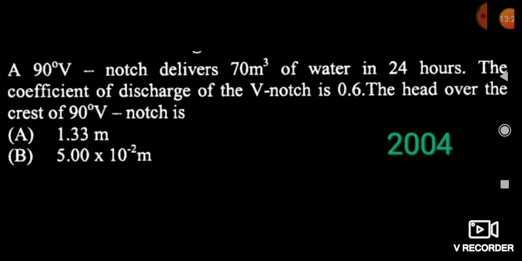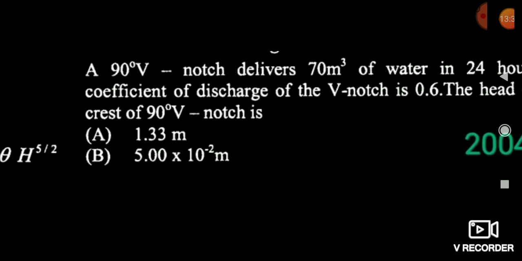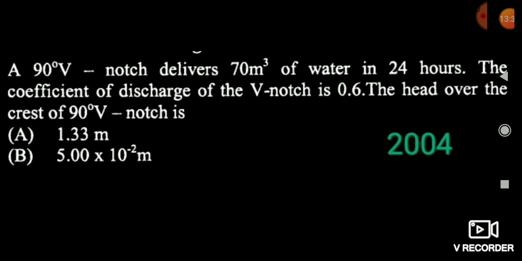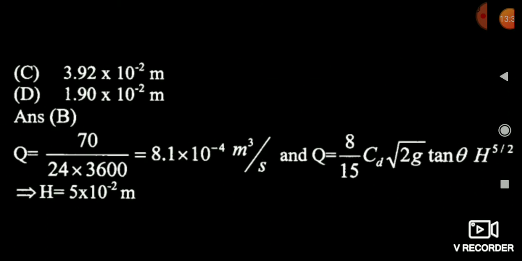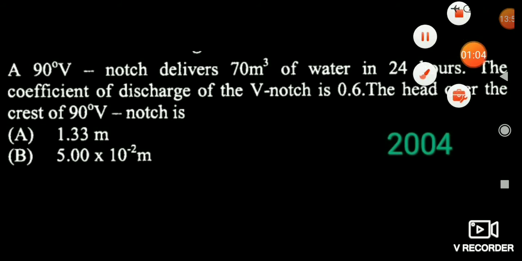So theta by 2 is nothing but 45 degrees, and tan 45 is 1, and the Cd value is given here in the question, that is 0.6, and the discharge is given as 70 by 24 by 3600. So you can see here that 70 by 24 by 3600 is equal to 8.1 into 10 to the power minus 4, and you can calculate the h value, meaning height h, that is 5 into 10 to the power minus 2. That is our B option.